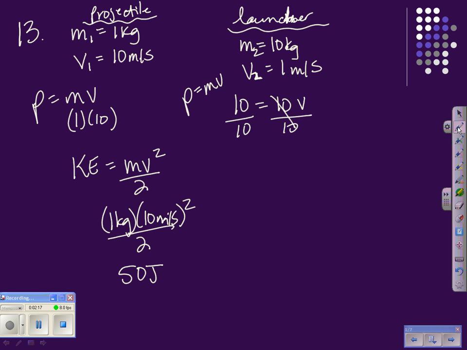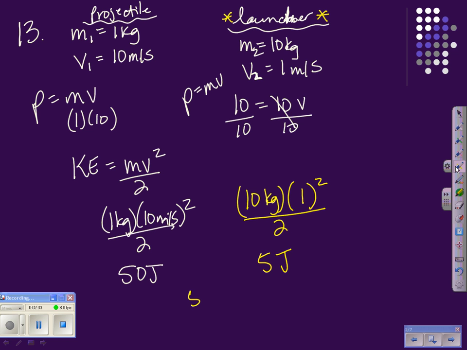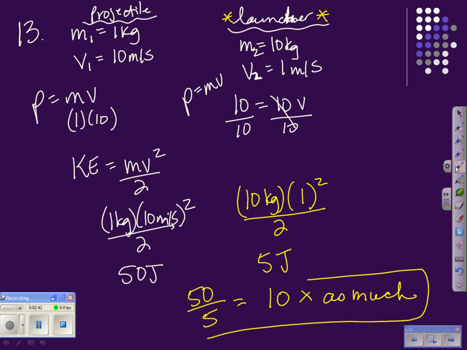And if I do the same thing over here for my launcher, I'll go ahead and make it in yellow. I have 10 kilograms times 1 squared divided by 2, which gives me 5 joules. So 50 divided by 5 gives me 10 times as much. So that proves that it's 10 times more. The launcher has 10 times more kinetic energy than the projectile does.